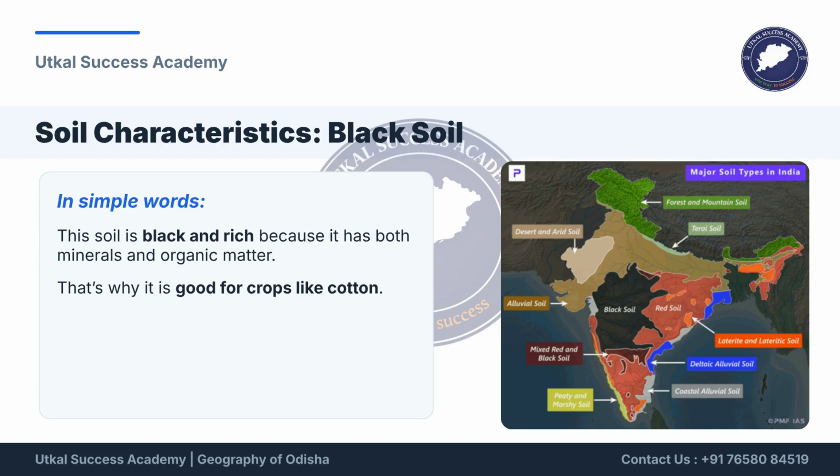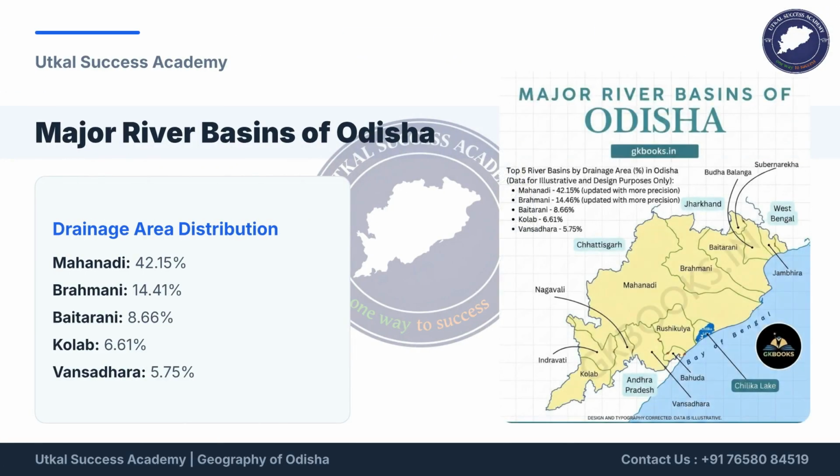Black soil is rich in minerals and organic matter, making it ideal for cotton cultivation. This map shows the major soil types across India, highlighting the distribution of black soil in the central and southern regions. The Mahanadi Basin is the largest in Odisha, accounting for 42.15% of the state's drainage area. Other major basins include the Brahmani, Baitarani, Kolab, and Vansadhara.